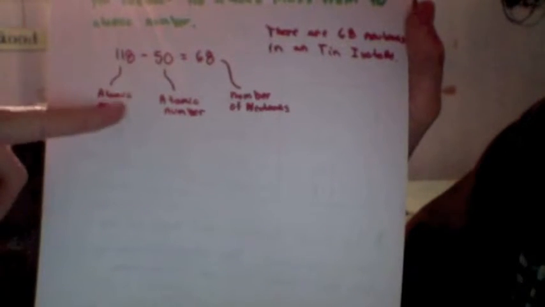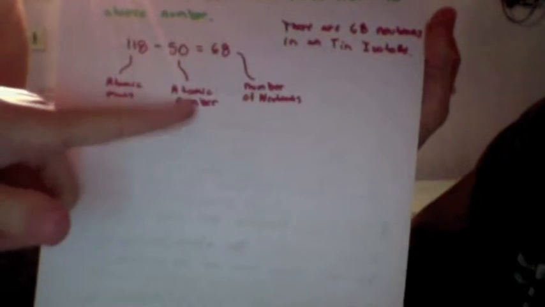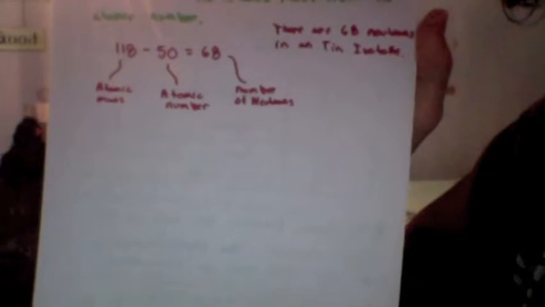You subtract the atomic number from the atomic mass. So you're going to take the atomic mass, which is 118, and subtract 50 from that, which is the atomic number, and you should get 68. So there are 68 neutrons in a tin isotope.